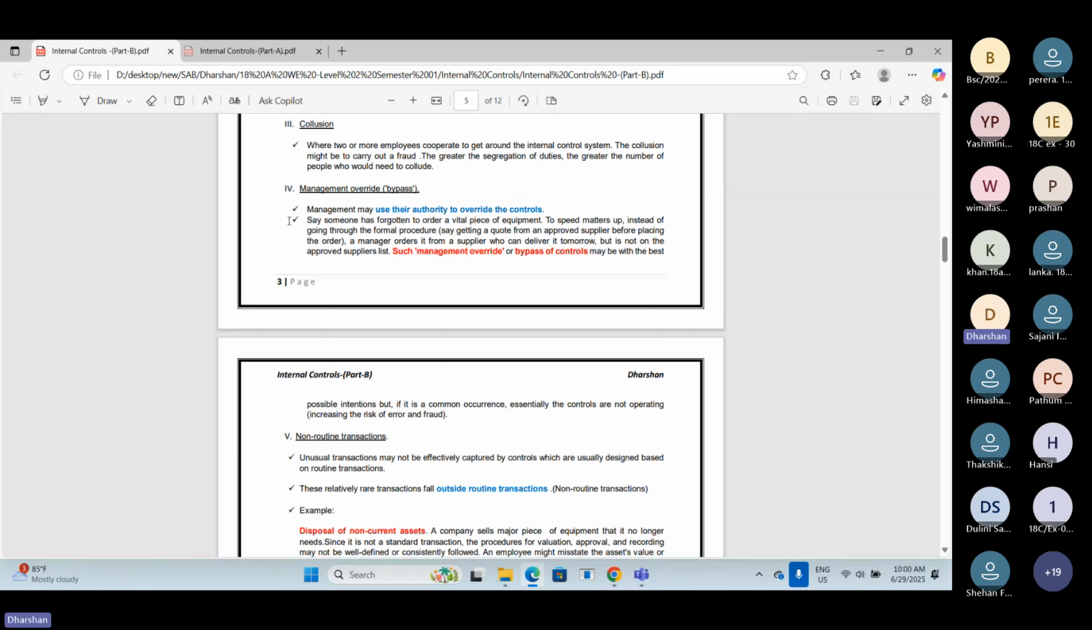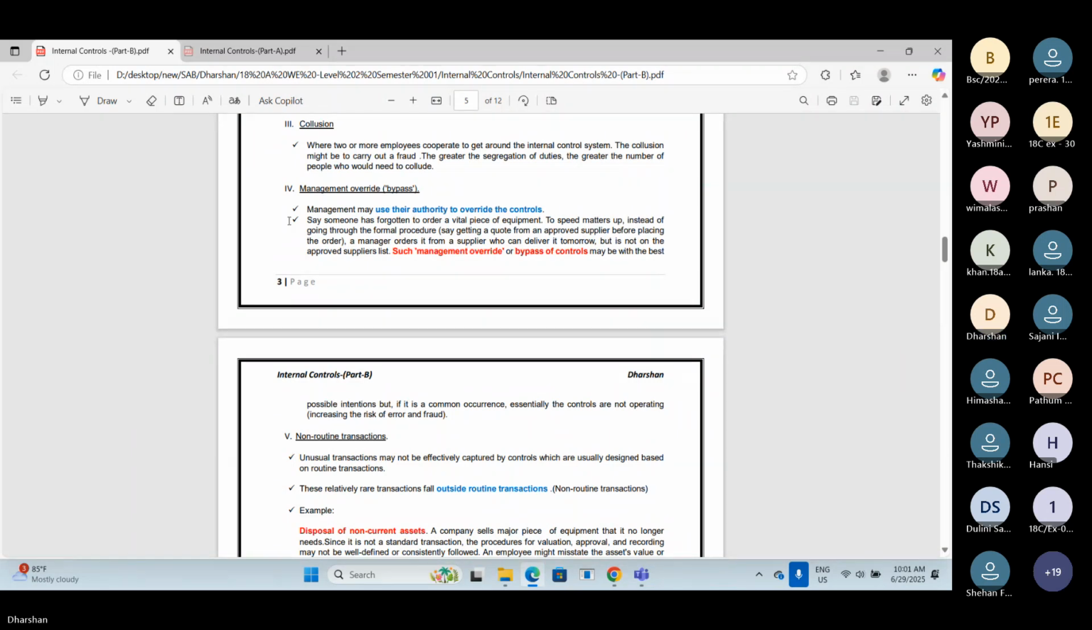Immediately they got an order from their customer. That order must be delivered within a couple of days. Just imagine this scenario, with which I will explain management override or bypass. ABC Private Limited is following strict internal control. Whatever purchases they make should be made from the approved supplier list. 5 approved suppliers are there.